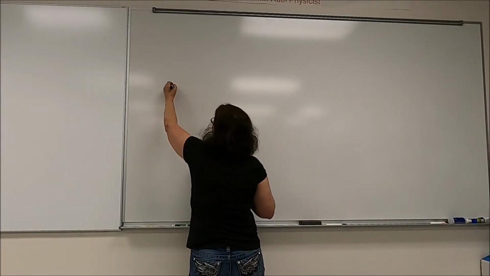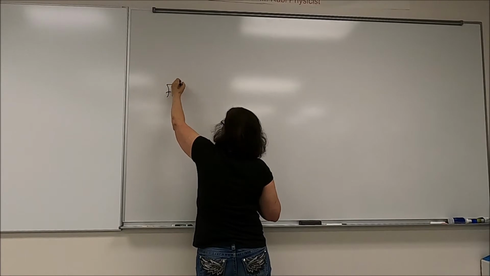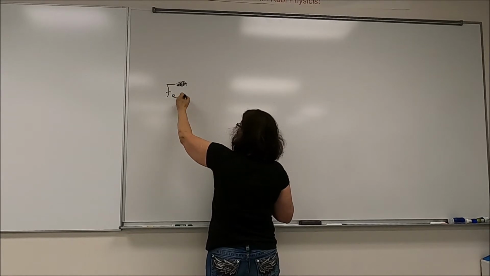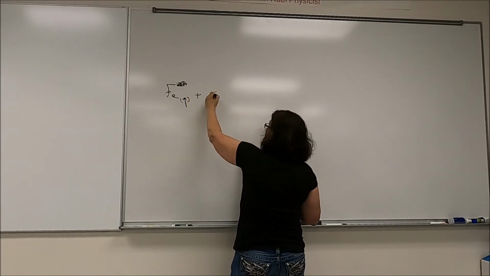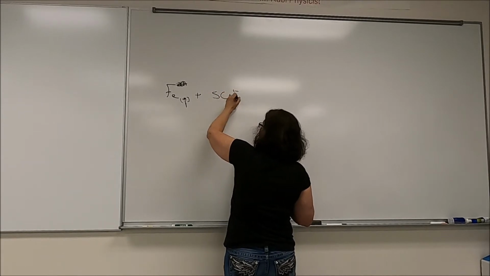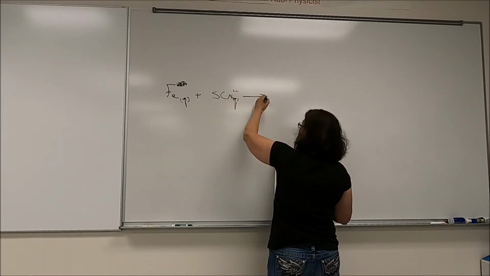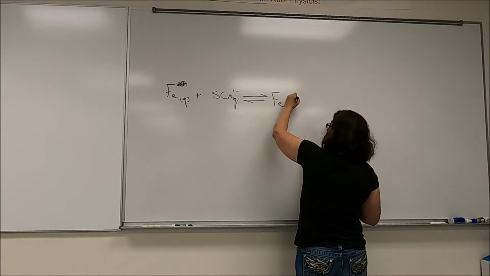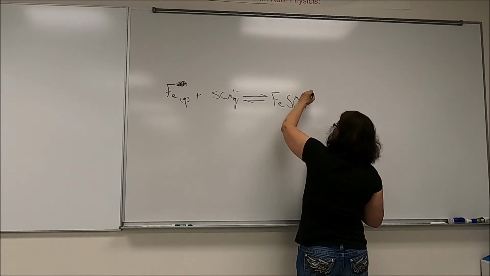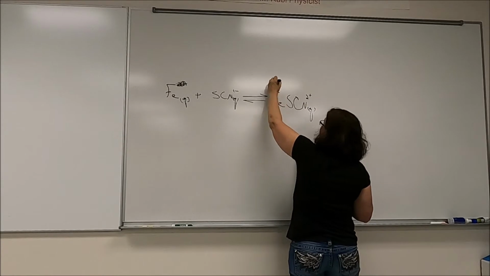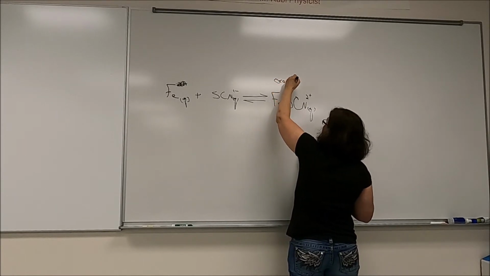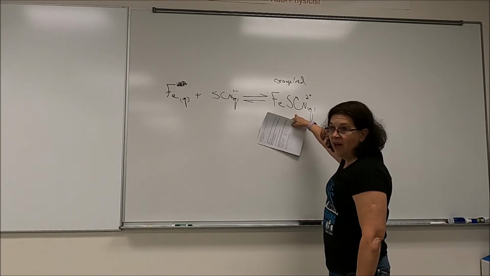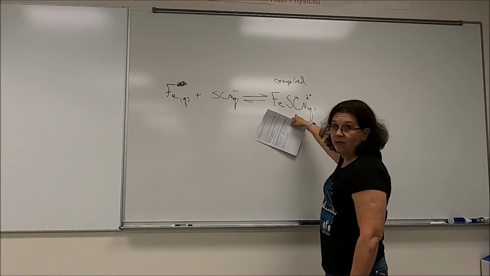Okay? Now, we're using iron 3+ ions, which comes from iron 3 nitrate, and we're going to react them with a thiocyanate ion, which comes from potassium thiocyanate. And this reaction we're going to allow to come to equilibrium, where we make the iron 3-thiocyanate complex. This guy is orange, red. Now, through spectrophotometry, it's the concentration of iron thiocyanate that we're going to be after.